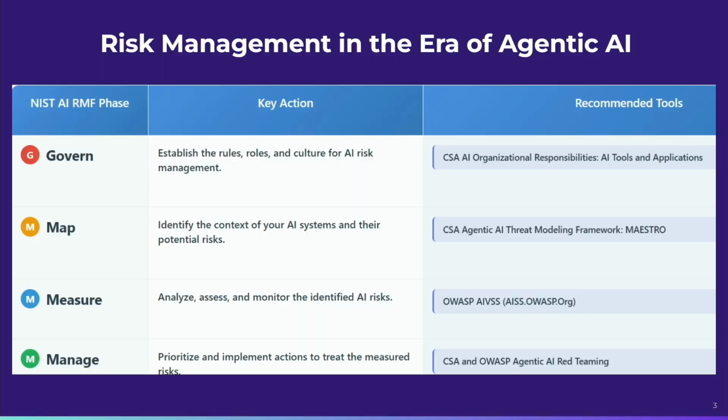So as I look at the NIST framework, it has four different functions or phases: govern, map, measure, and manage. Governance is the initial stage, where you decide how you govern: the rules of engagement and the responsibilities.